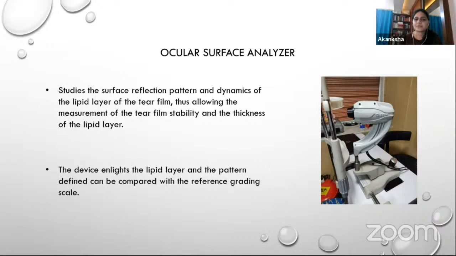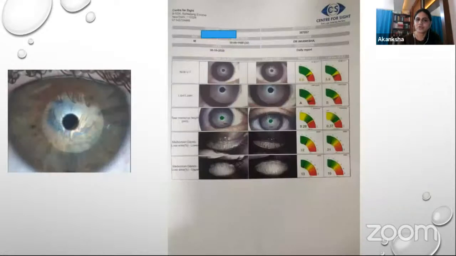The pattern that you get from the reflectance of the tear film would be compared with a reference, and you can see how much of lipid layer is present, and then you can quantify the severity of the dry eye also. So this is what a printout of the ocular surface analyzer would look like.